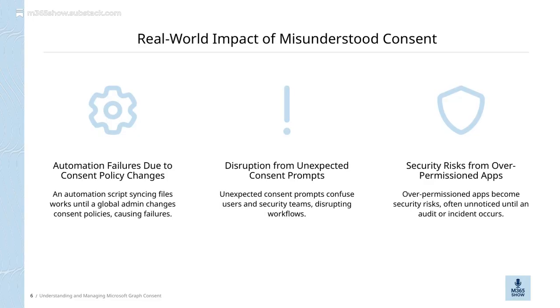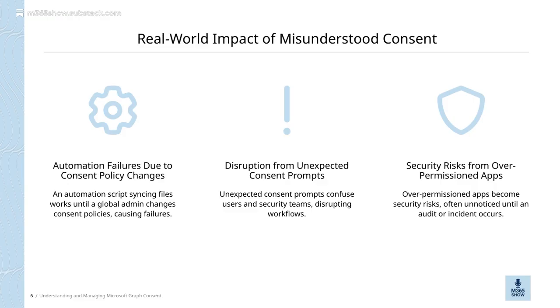Now, let's talk about understanding and managing Microsoft Graph Consent. First, overpermissioned apps can pose serious security risks. These apps often have more access than they actually need, and because of that, they can become vulnerabilities that go unnoticed until an audit or a security incident occurs. It's crucial to keep an eye on permissions to prevent such issues.